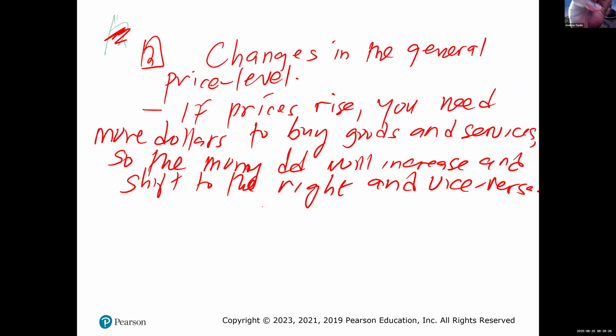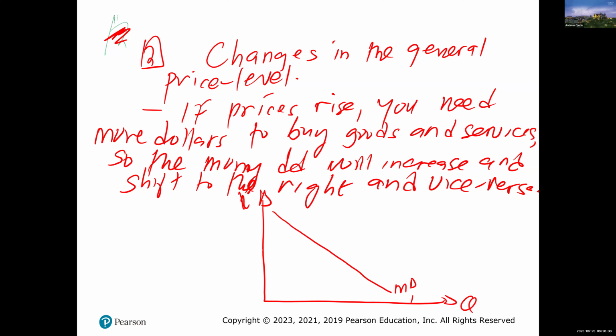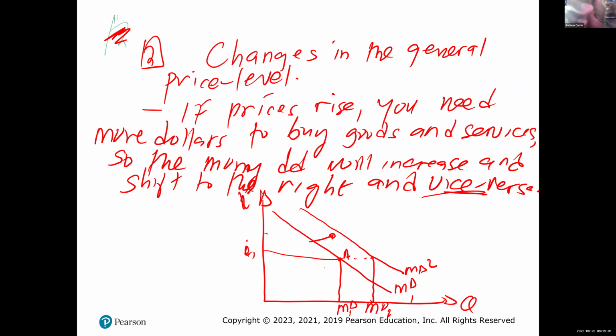So the demand for money is going to shift to the right when prices are rising in the economy because people will demand more money. Put interest rate here, put quantity. If this is my initial money demand function, money demand 1, and this was my interest rate I1, the money demand curve is going to shift to the right, MD2, when there's an increase in what? In the price level. But when prices fall, and vice versa, then the money demand curve is going to shift to the left. When prices are falling, things are cheaper. You don't need a lot of dollars because they're cheap anyway. You're going to hold less dollars.